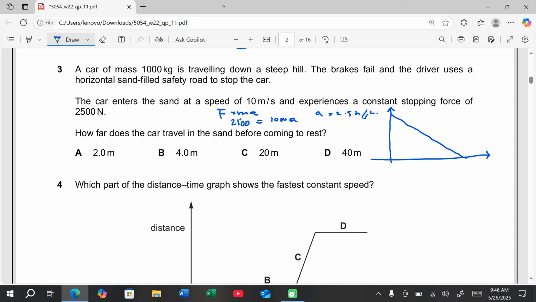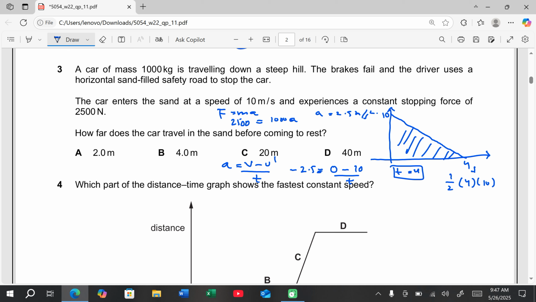From here we're going to find the time, which is a equals v minus u over t. Since it is a deceleration, it should be negative a. V should be 0, starting speed is 10 and this is t. When I use this, I get t is equal to 4. So it means it took 4 seconds to reach here from 10. And I'm going to use area under the graph, which is 1 by 2 times base times height, to find this area, which is the distance traveled. So it's going to be 20 meters.